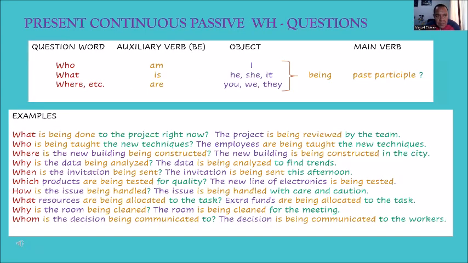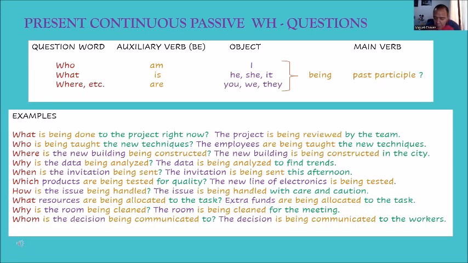To ask for more specific information, we can include question words in our passive voice questions. These question words include who, what, where, etc. To ask a passive question in present continuous tense with these question words, we need to follow this simple formula. WH word plus am, is, are plus object plus being plus past participle of the main verb plus by plus subject. Look at the table and examples.